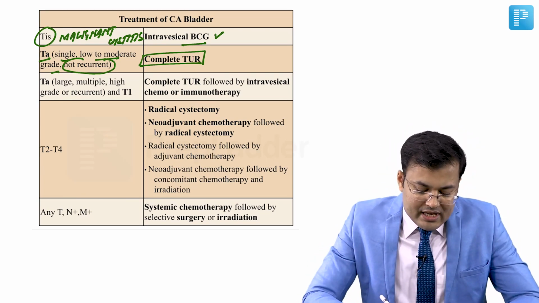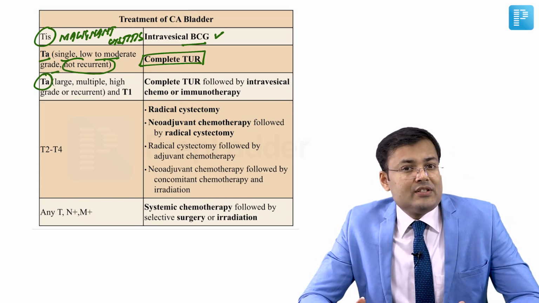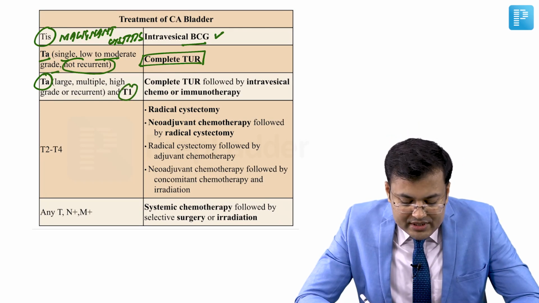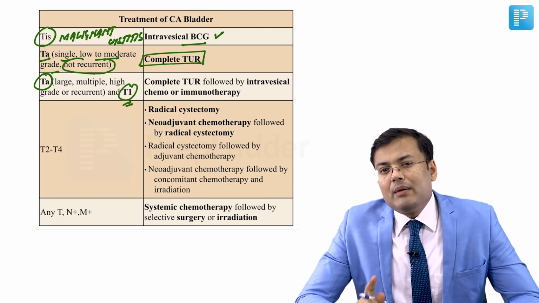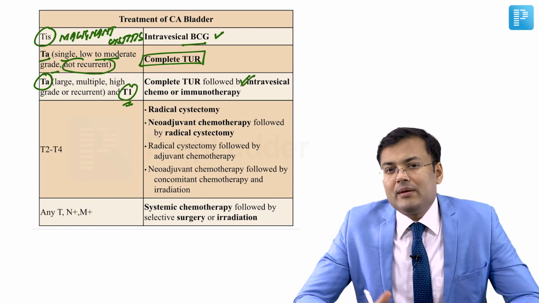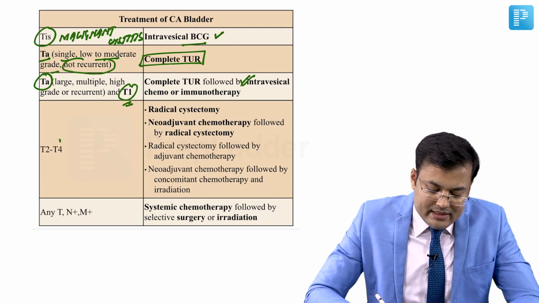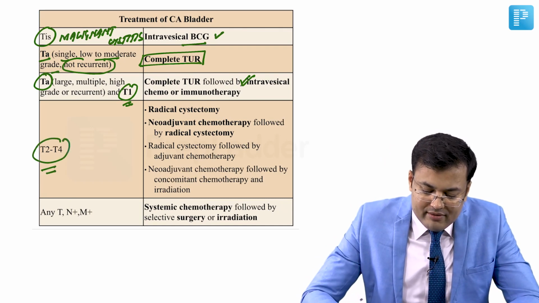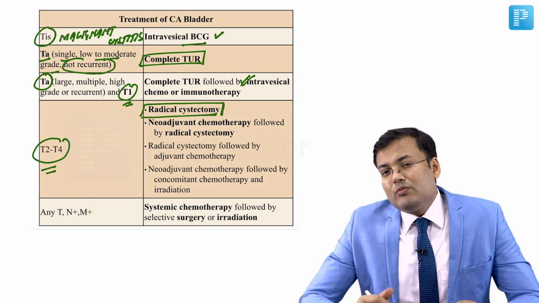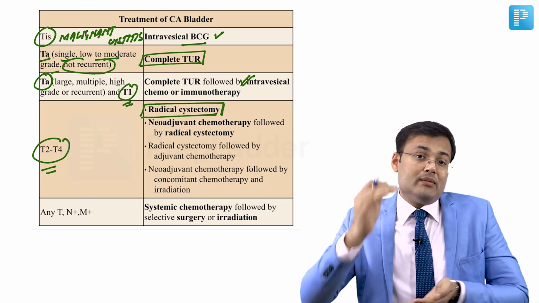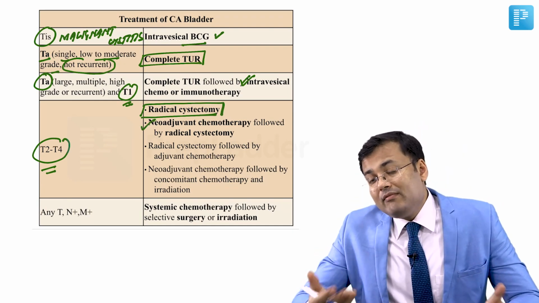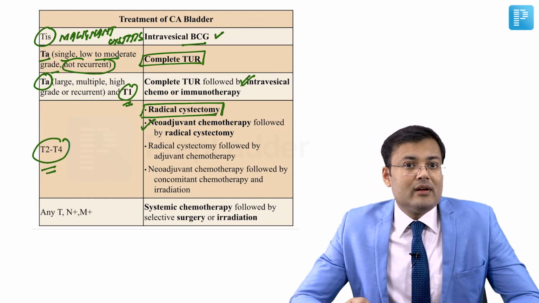And if the patient is having TA that is large, multiple, high grade or recurrent, or the patient is having T1, apart from complete TUR we have to give what? Intravesical chemotherapy or immunotherapy. Radical cystectomy is done in patients who are having stage T2 to T4. If the tumor appears advanced or unresectable, we downstage it. So sometimes we give neoadjuvant chemotherapy and then we plan radical cystectomy.